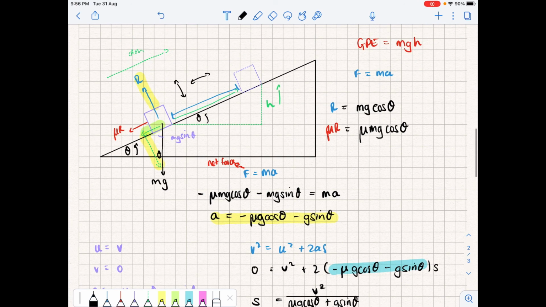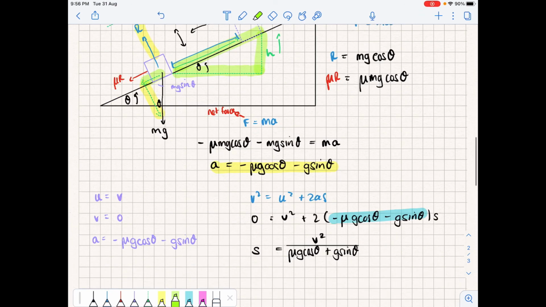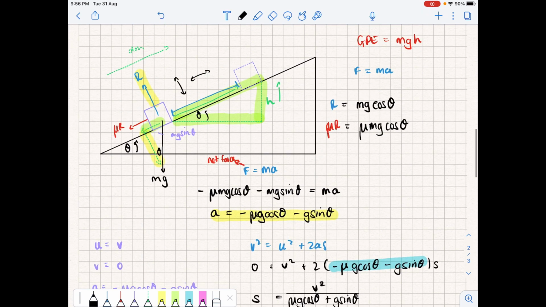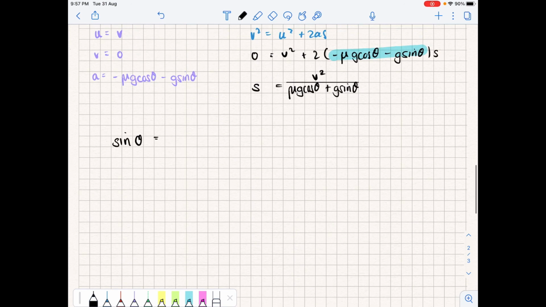Now let's go back and have a look at what we need. We've actually calculated the total displacement that this object has moved up the hill. So we've calculated this distance here. That happens to be the hypotenuse of this triangle over here. We're interested in finding the opposite side of that triangle. Opposite over hypotenuse is sine, and the angle is theta. So we can say sine theta is equal to h, which is the unknown that we're trying to solve, over the hypotenuse, which is the displacement that we calculated previously.